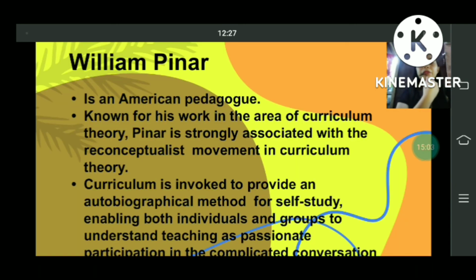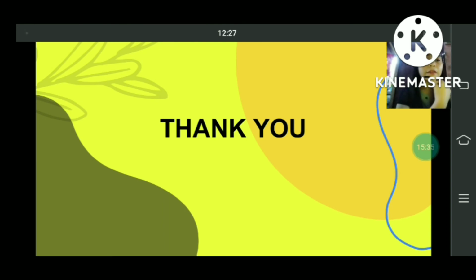And William Pinar, he is an American pedagogue known for his work in the area of curriculum theory. Pinar is strongly associated with the reconceptualist movement in curriculum theory. Curriculum is invoked to provide an autobiographical method for self-study, enabling both individuals and groups to understand teaching as passionate participation in the complicated conversation.